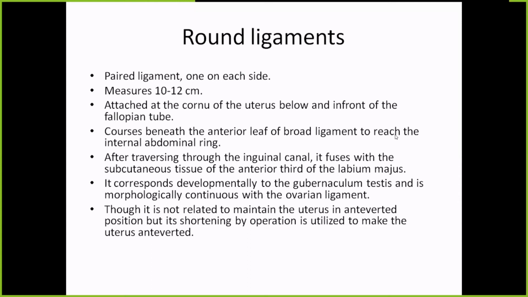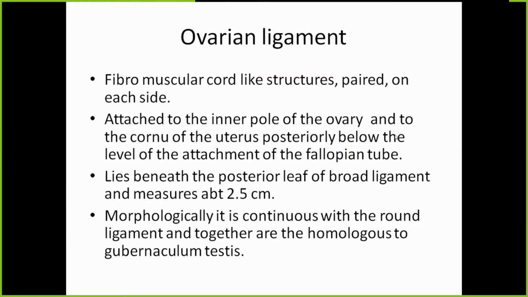Right? And its significance: though it is not the supporting structure, its shortening helps to keep the uterus in the anteverted position. In case of a retroverted position, we do the shortening of the round ligament to keep it in an anteverted position. Okay, and developmentally they are similar to the gubernaculum of the testis.